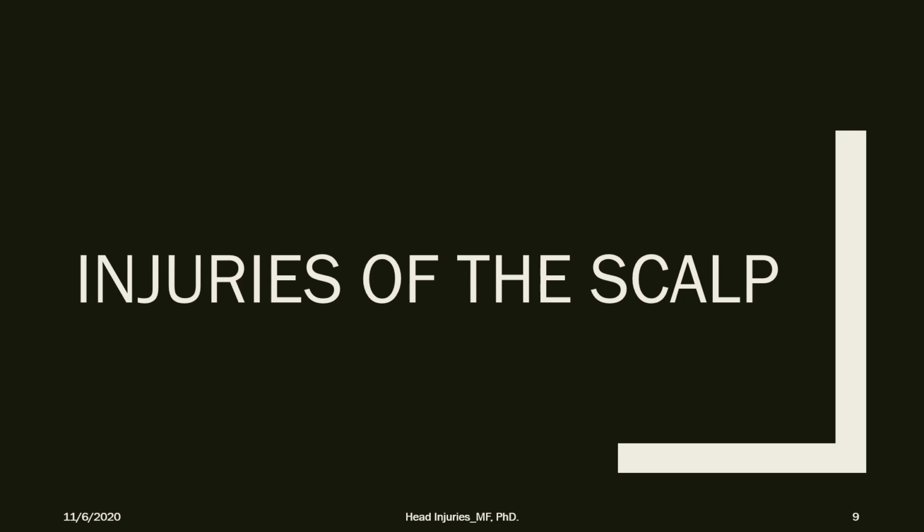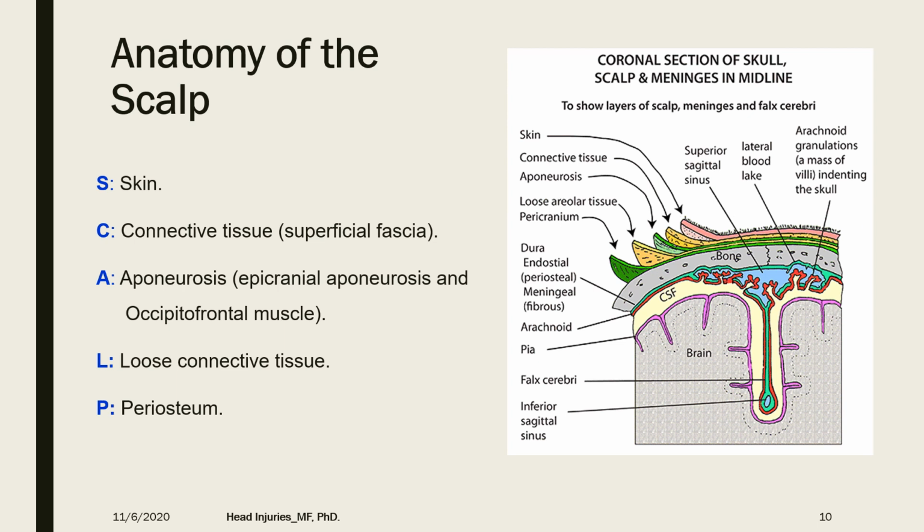Injuries of the scalp. This is a brief reminder of the anatomy of the scalp. The scalp is an abbreviation for skin. S is for the skin. C is for the connective tissue or superficial fascia. A is for the aponeurosis, which is the epicranial aponeurosis containing the occipitofrontalis muscles. L stands for loose connective tissue, and P is for the periosteum.